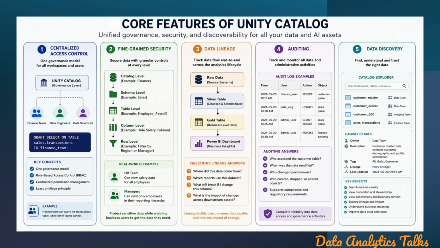Welcome back. Now that we understand the Unity Catalog architecture, let us explore its core features and why it has become the foundation of data and AI governance in Databricks. Unity Catalog provides five major capabilities that help organizations secure, govern, discover, and trust their data assets.